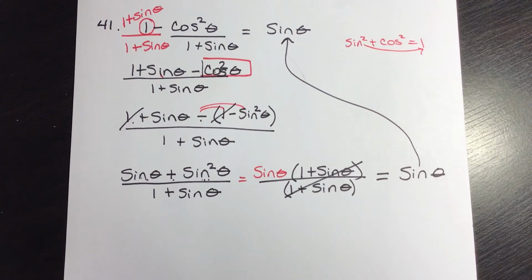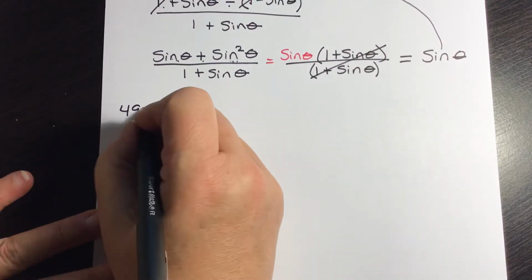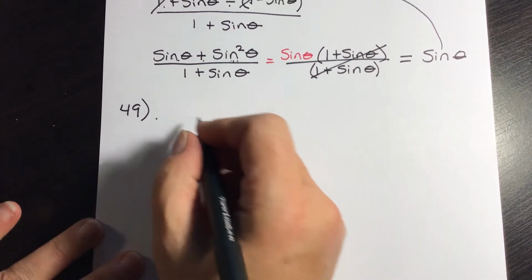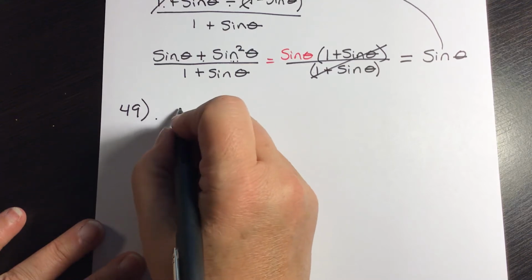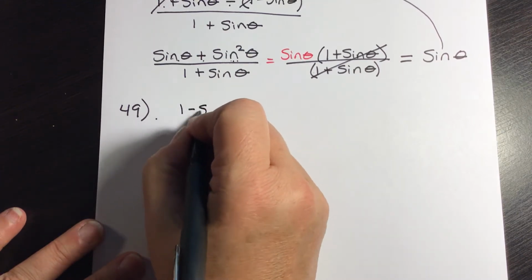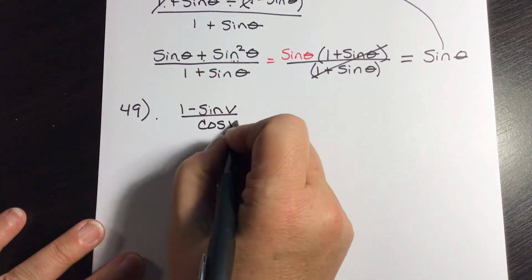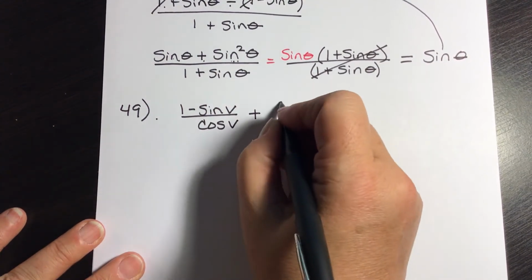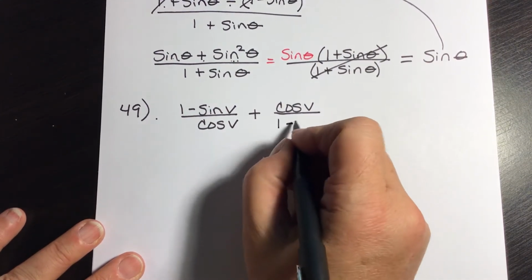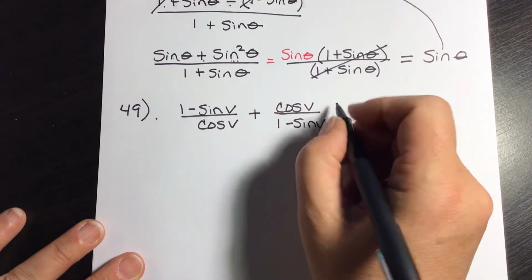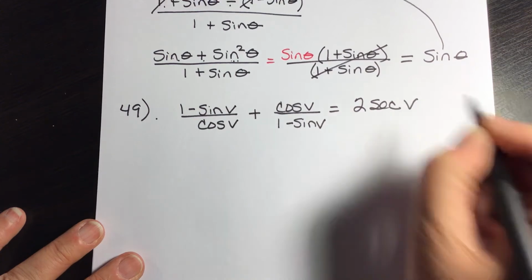All right, number 49. Here we have some more fractions. This time we're using V instead of theta. So I have 1 minus sine V over cosine V plus cosine V over 1 minus sine V equals 2 secant of V.